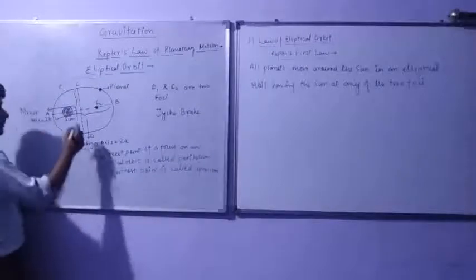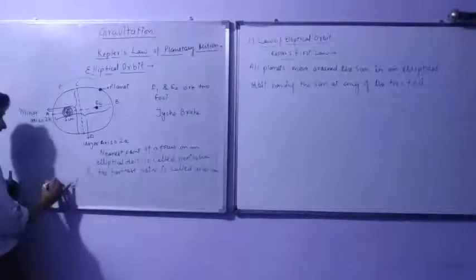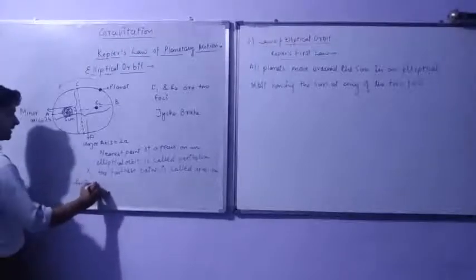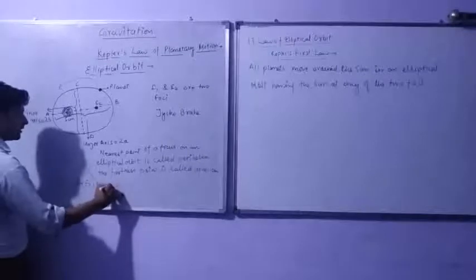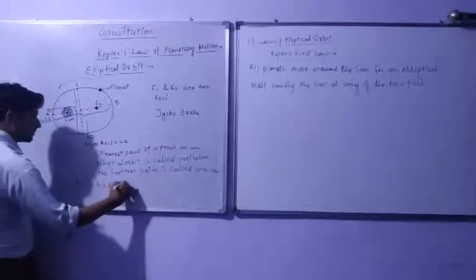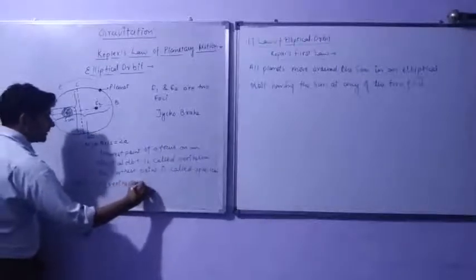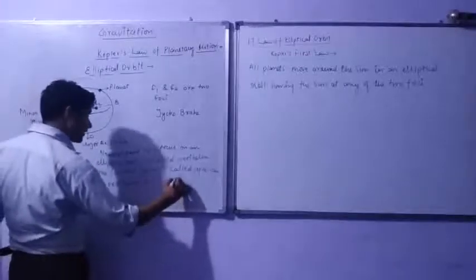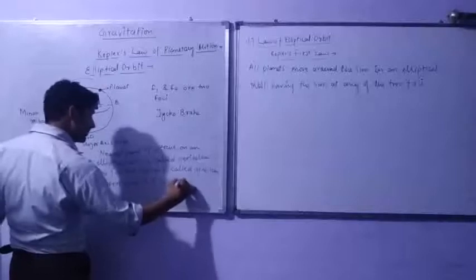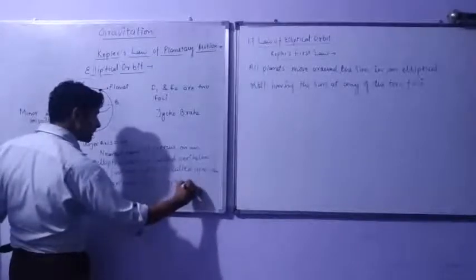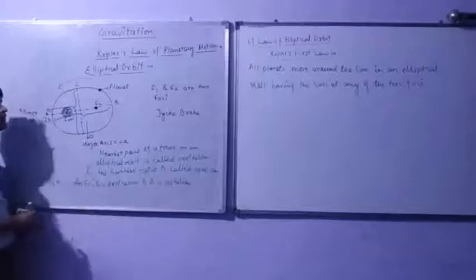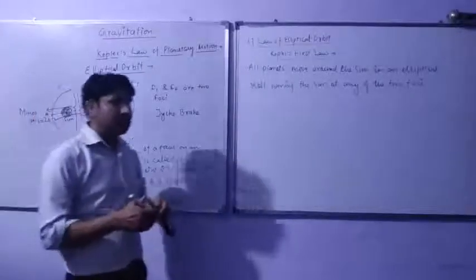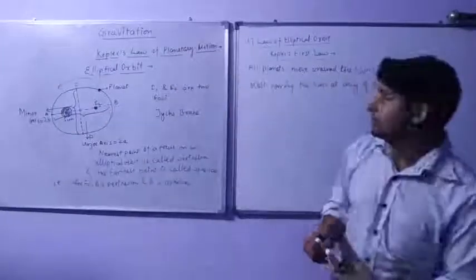It means for F2, B is perihelion, and capital A is aphelion. You must remember these two points as well. Then the first law has been done. Now we come to the second law.